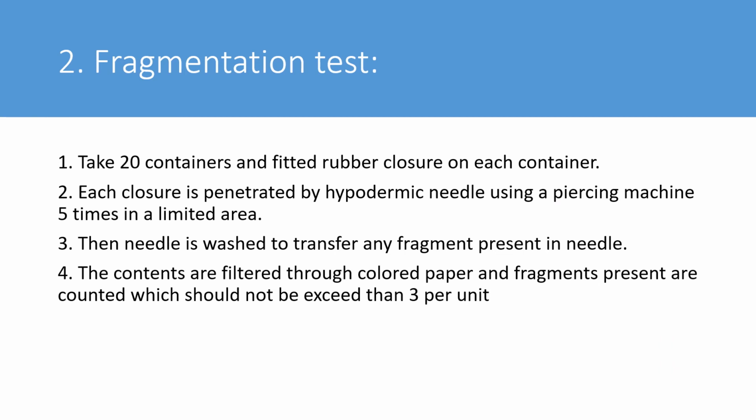Again, this is a very important test. For this test, we need to take 20 containers and fit each container with a rubber closure. Each closure is then penetrated by the hypodermic needle using a piercing machine 5 times in a limited area. In a particular area, 5 times. Then the needle is washed to transfer any fragment present in the needle. The contents are filtered through colored paper and fragments present are counted. We should not exceed 3 per unit.